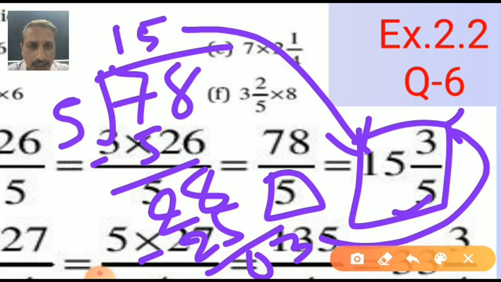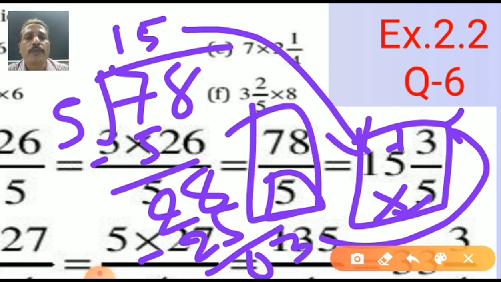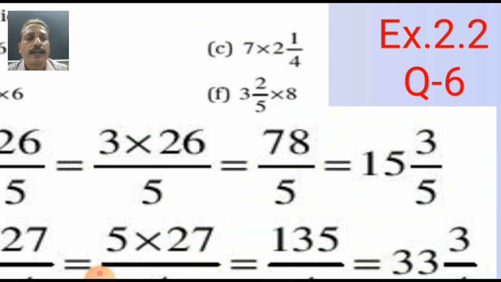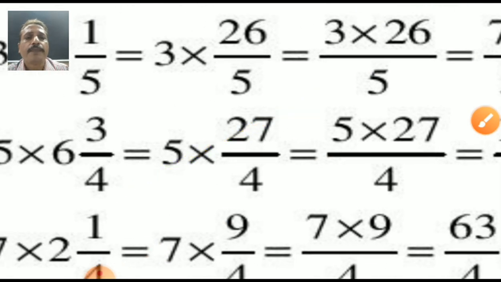Would you want to check the answer? Very simple. 15 5s are? Yes, 75. And plus 3 means 78. Yes, this is 78 upon 5. Your answer is right. Now look at the B.